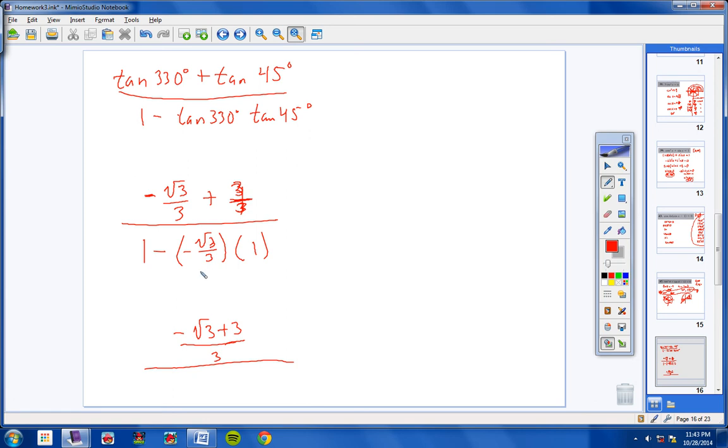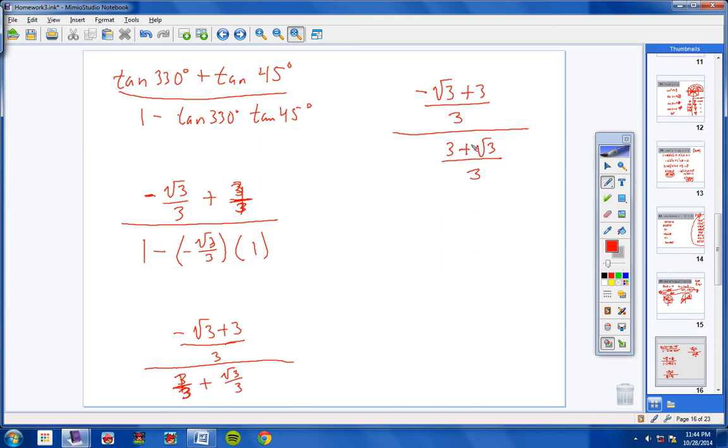And down here I would have 1, and then negative times negative is positive, times the positive is positive, and square root of 3 over 3 times 1 is square root of 3 over 3, okay? So now I have 1 plus this, where I have 3 over 3. So next I would end up with this. Negative square root of 3 plus 3 all over 3 all over 3 plus square root of 3 all over 3. Okay? Now here's where it gets really tedious and boring, but here we go.